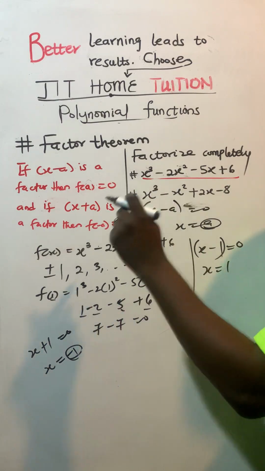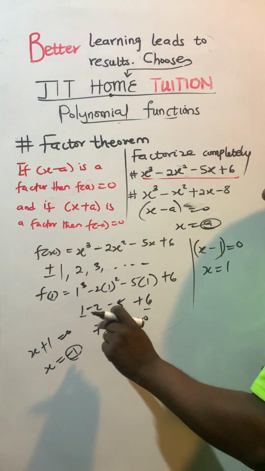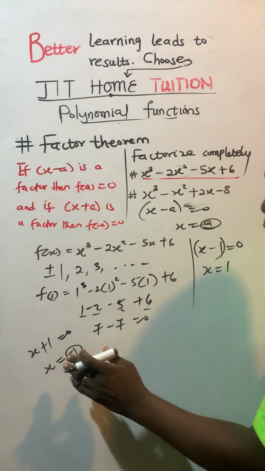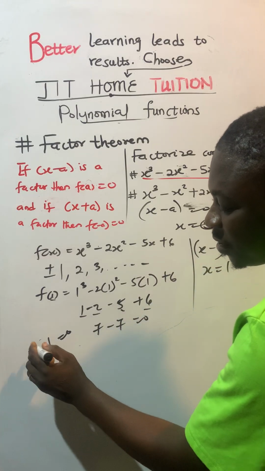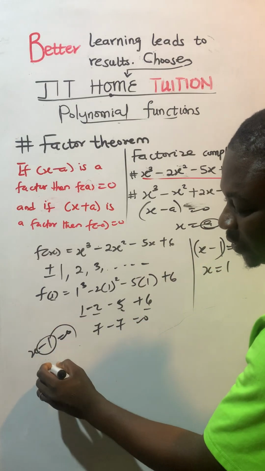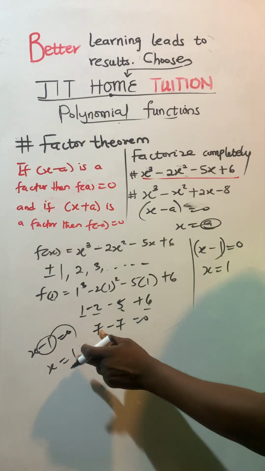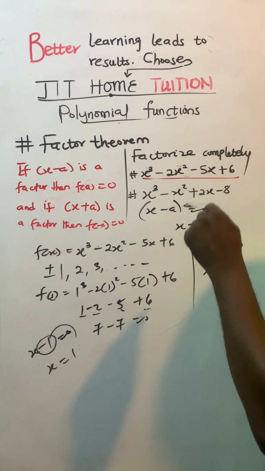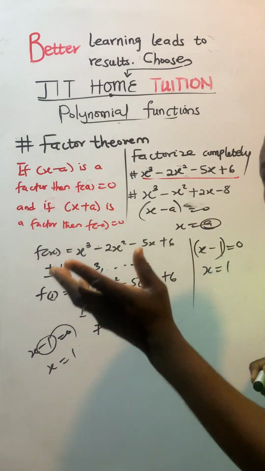But with this one, realize that it was +1 that satisfied the equation to be 0. So in this case, we will have to make it x minus 1, so that this one will move to this side, giving you x equal to 1. So that one is what you came to put in the function. So we are looking for a factor.